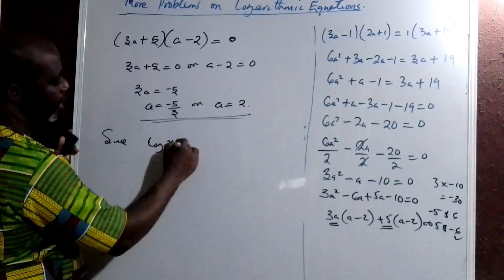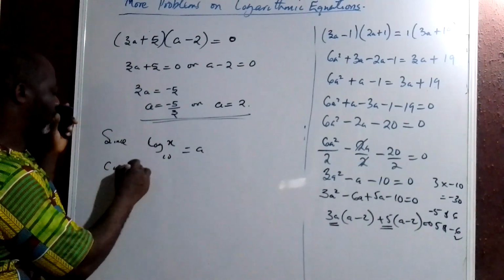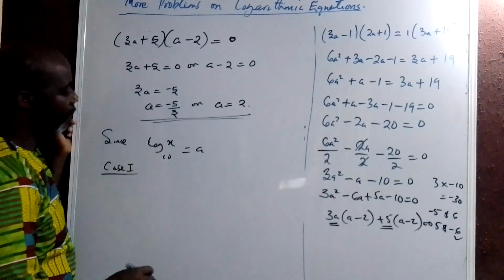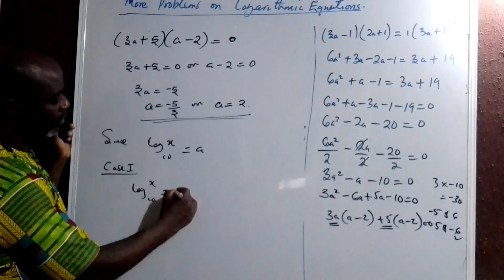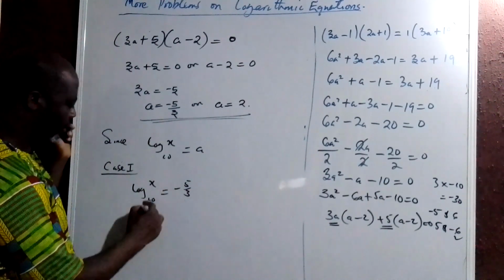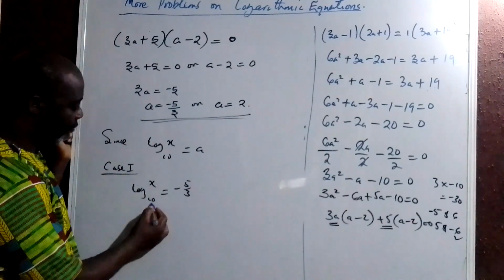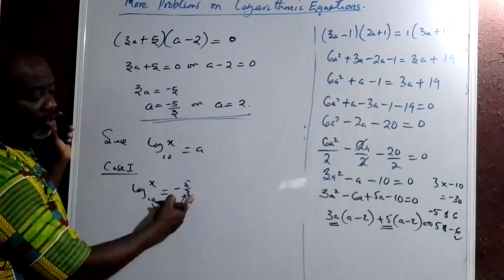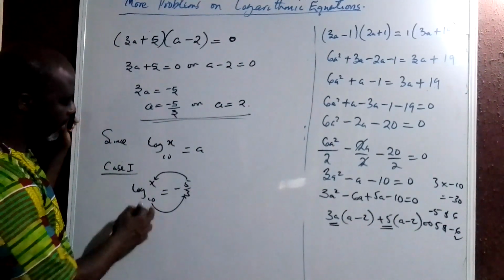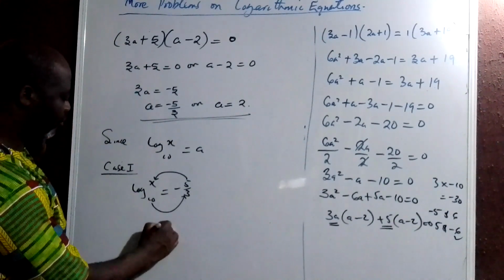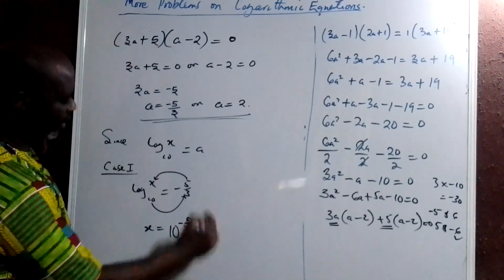Since log x to the base 10 equal to a, we have case 1 now. For case 1, we're going to have log x base 10 equal to minus 5 over 3. Following what we did yesterday, we convert this to indices. So you have base to the power of the result, and then will be equal to the number. Here x is the number, 10 is the base. So we are going to have x equal to 10 to the power of minus 5 over 3.